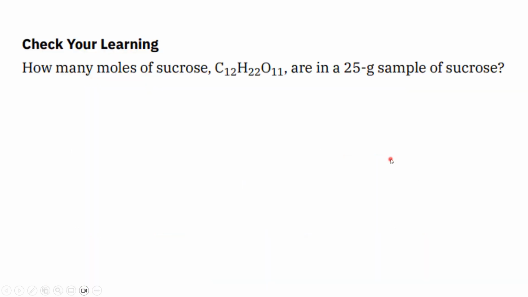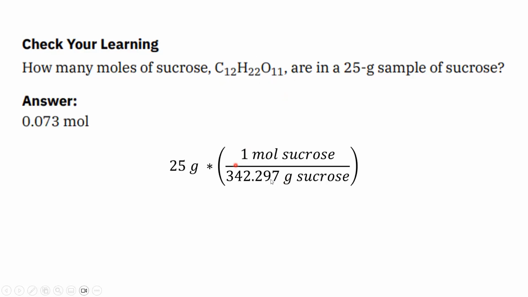So then with the next one, sucrose, just going to be a type of sugar, and it's got the formula C12H22O11. We've got 25 grams of sucrose. We want to figure out how many moles of sucrose we're going to have. So again, the first thing we've got to do is figure out what the molar mass is. We've got to add up 12 carbons with 22 hydrogens with 11 oxygens. And when we do that, we're going to get a molar mass of 342.297 grams per mole.